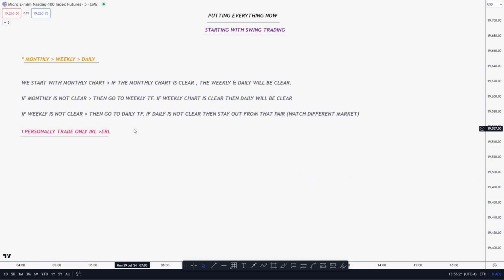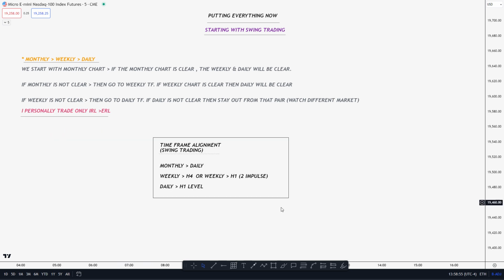Okay, अगर daily clear नहीं है, then don't trade. Wait, learn to wait basically. Otherwise you're going to rush. You're going to chase. Okay, and always remember this is the time frame alignment we're going to use for swing trading. For example, again, I am just giving you some illustration examples. Of course, we will see some live examples as well.